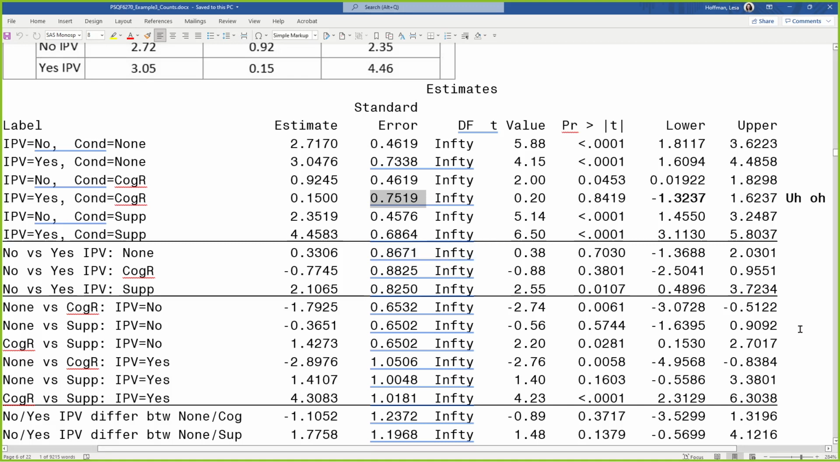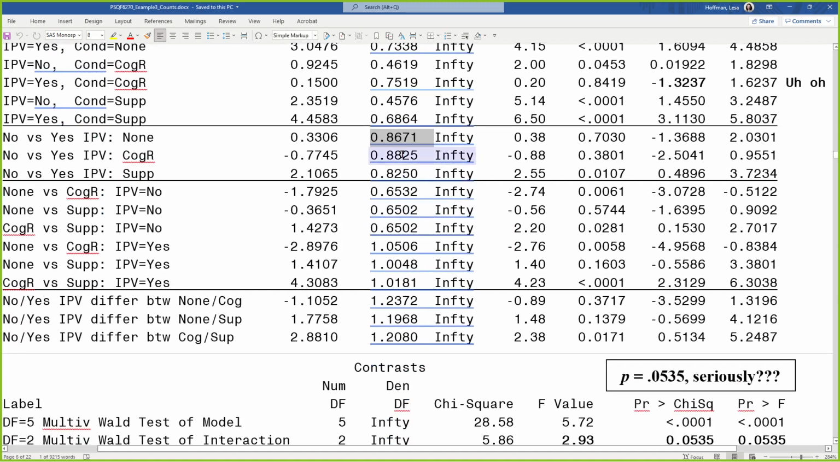And if I can't trust the standard errors that go with each of these means, can I trust the standard errors that go with the mean differences? Probably not. And if I can't trust the standard errors that go with the mean differences, can I trust the p-values that go with the mean differences? Probably not.